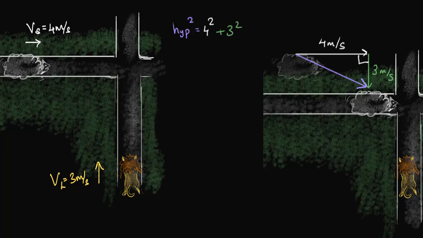And that gives us 16 plus 9, which is 25. So the hypotenuse turns out to be square root of 25, which is just 5, which means this length is 5 meters, and this happened in 1 second, right? So we could say it's 5 meters per second. This means that the lion sees the sheep traveling 5 meters this way in 1 second. In other words, the relative velocity of the sheep, as seen from the lion's perspective, is 5 meters per second this way.